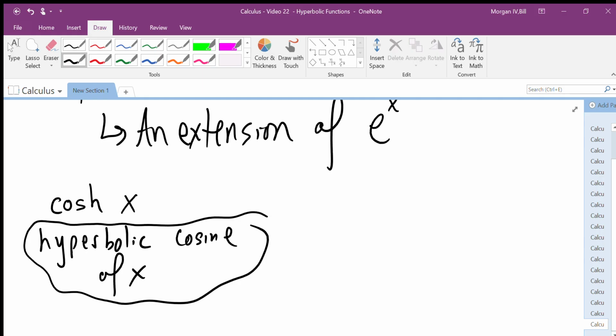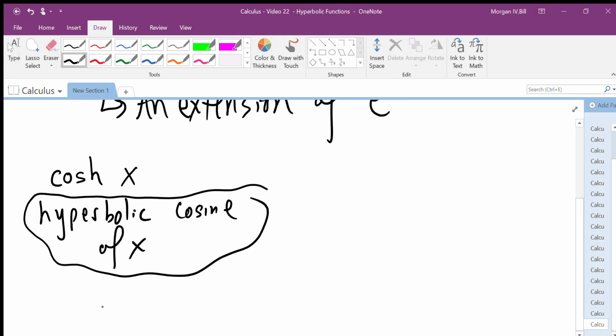Hyperbolic cosine is not a trig function. The reason you will see cosine in hyperbolic cosine is because it behaves like a trig function sometimes. It has some of the same behaviors as our trig functions. We recognize the connection between them, and therefore named it hyperbolic cosine, but it's not itself a trig function. Okay, so hyperbolic cosine of x, or for short, we sometimes call it cosh of x.